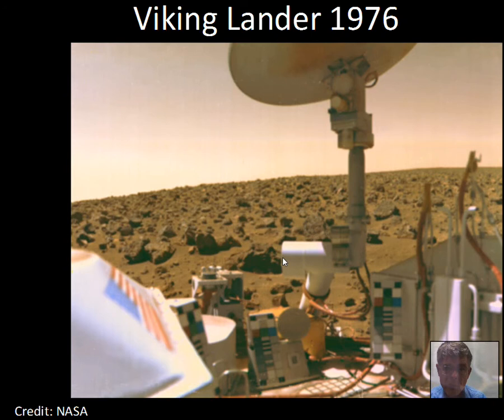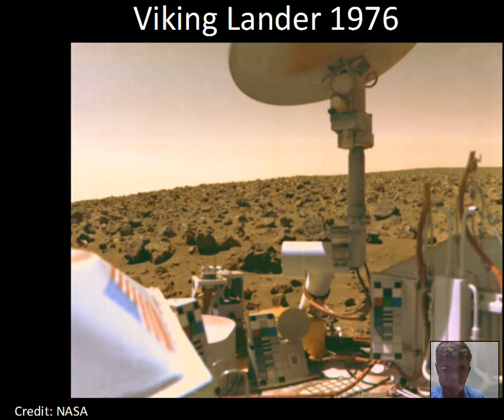A view from the Viking lander. Lots of dirt, soil, sand, lots of rocks, no trees, no rabbits. It did some chemical testing of the soil, and most scientists believe that there were chemical reactions there, but not evidence of life. We do not have confirmed evidence that there's life on Mars, but that will be tested in the future.